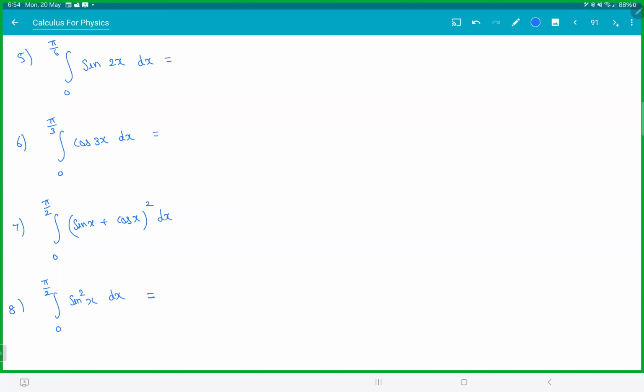In integration, there is also something called a product rule, but we don't require it for physics. So don't worry about learning it right now. Let them teach you in 12th standard. It never comes in physics. Let's get this.